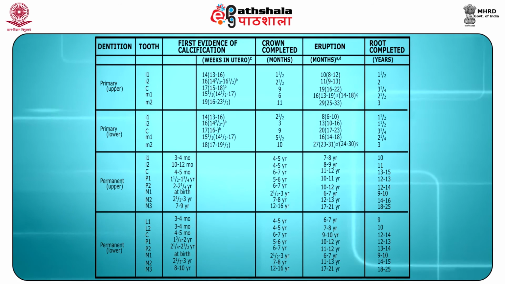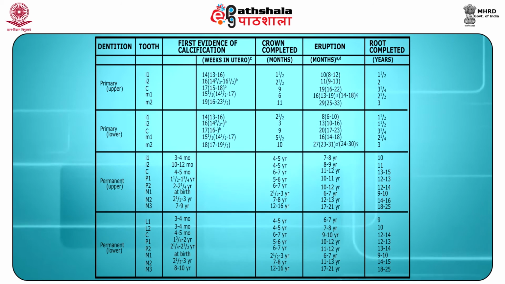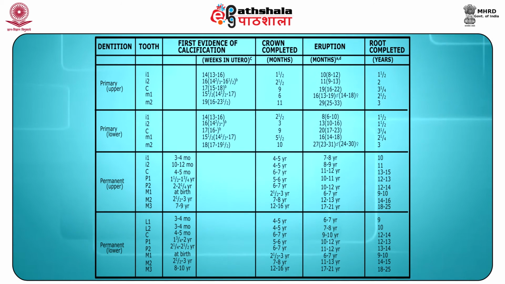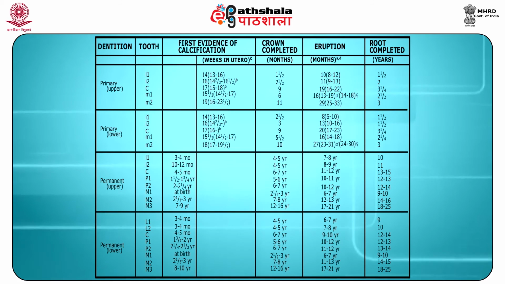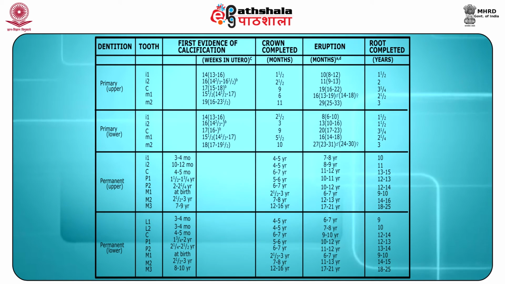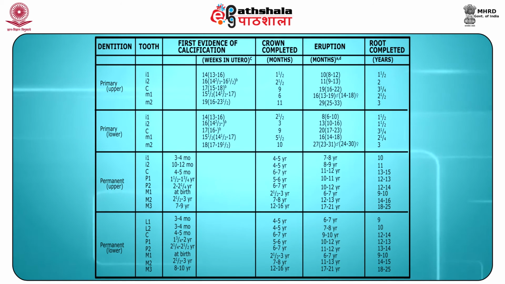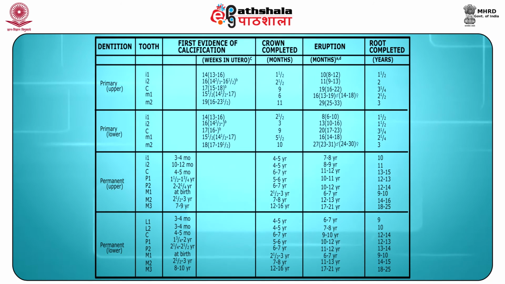For the permanent upper tooth, the root formation starts at around 3 to 4 months of age, and the crown is completed by the age of 4 to 5 years, and the complete eruption occurs at the age of 7 to 8 years, and the complete formation of root occurs at around the age of 10 years.